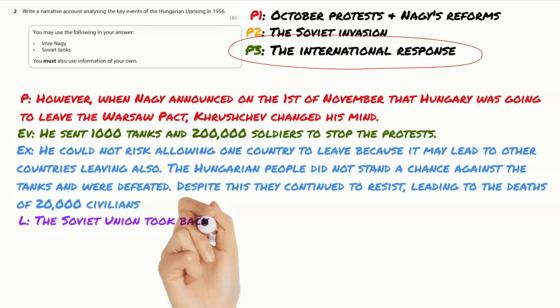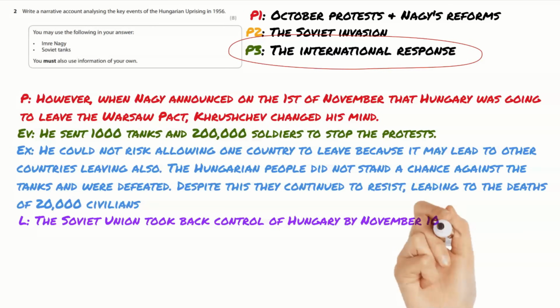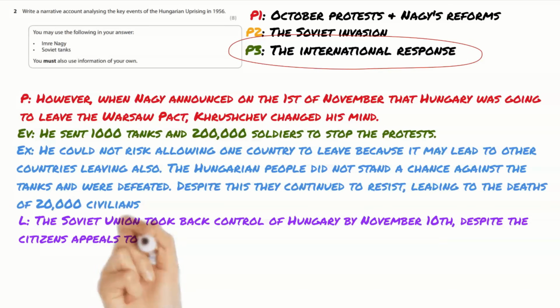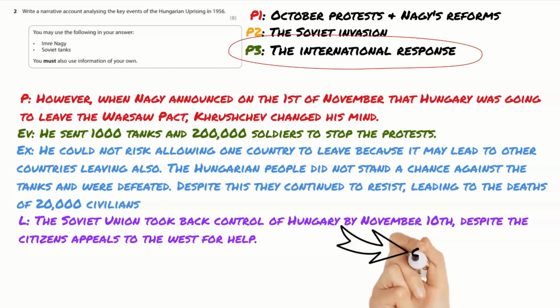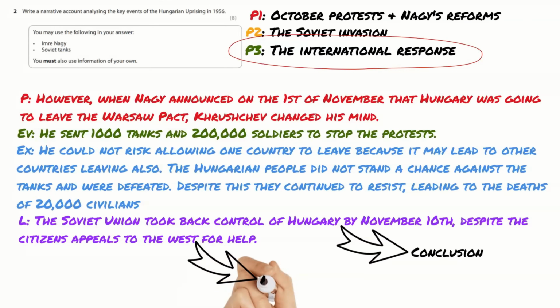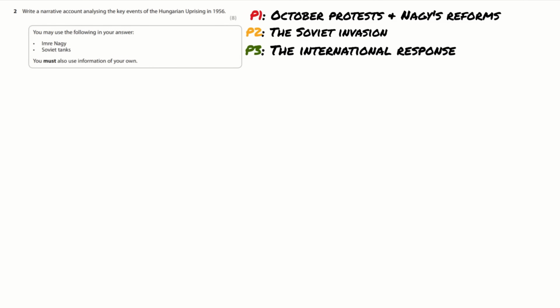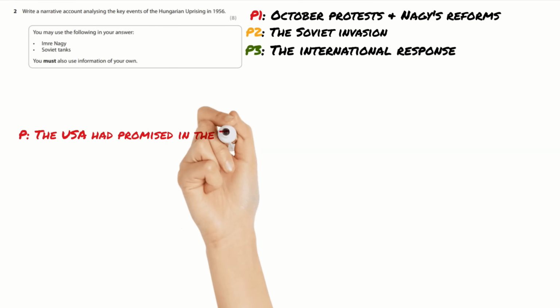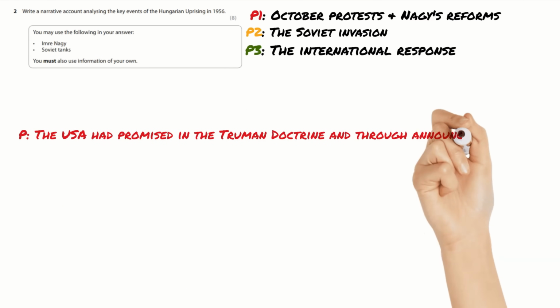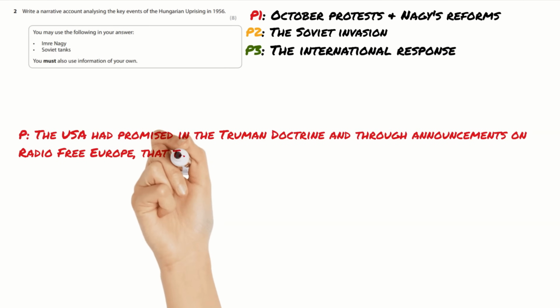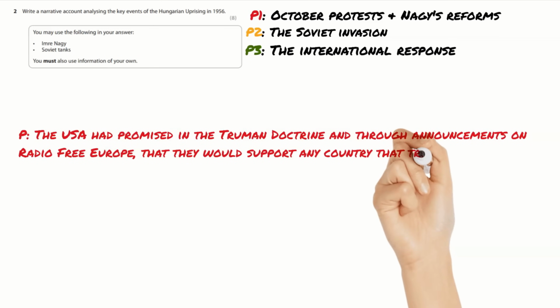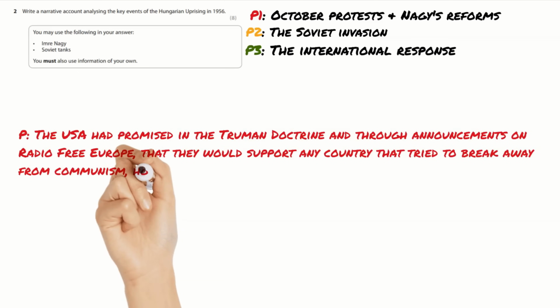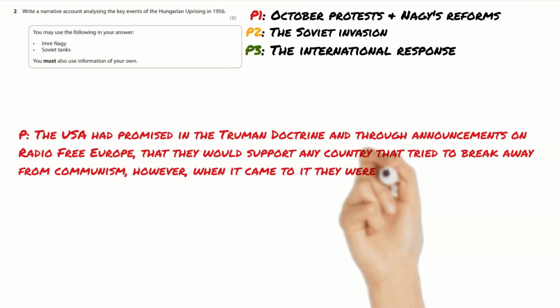The Soviet Union took back control of Hungary by November 10th, despite the citizens' appeals to the West for help. Again, you can see I've concluded the paragraph and then linked it onto my next paragraph and the wider context. Finally, our last paragraph needs to start with a link backwards that also introduces the next paragraph. The USA had promised in the Truman Doctrine and through announcements on Radio Free Europe that they would support any country that tried to break away from communism. However, when it came to it, they were unwilling to provide any real support.